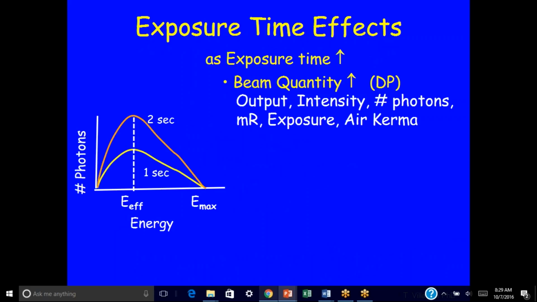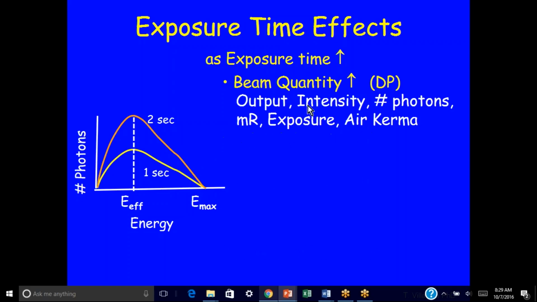So let's start making a list of features over here. As exposure time goes up, we say that the beam quantity goes up, the total amount of radiation goes up, and it's directly proportional. I'll be using the abbreviation DP for direct proportionality. What does that mean? If you double one, you double the other. If you half the one, you half the other. Whatever you do to the one parameter, in this case time, you do to the other parameter, in this case the beam quantity. Double the time, double beam quantity.